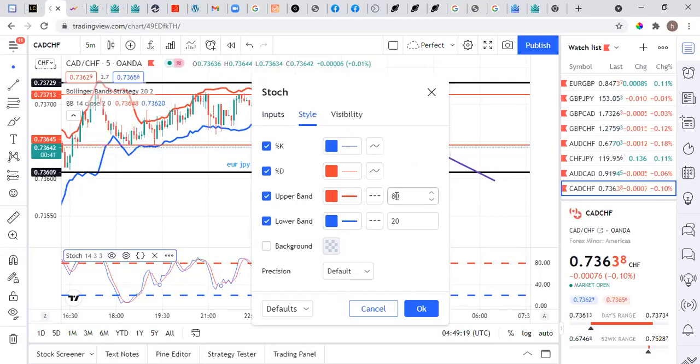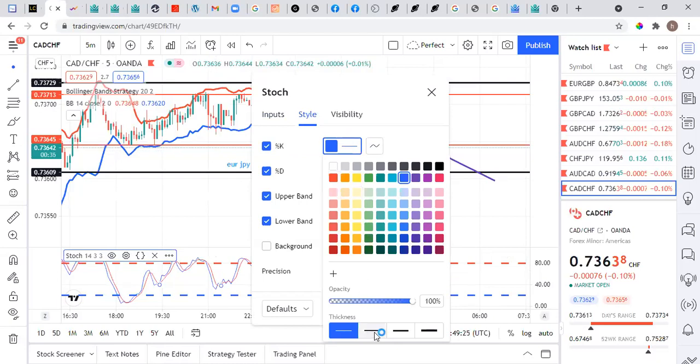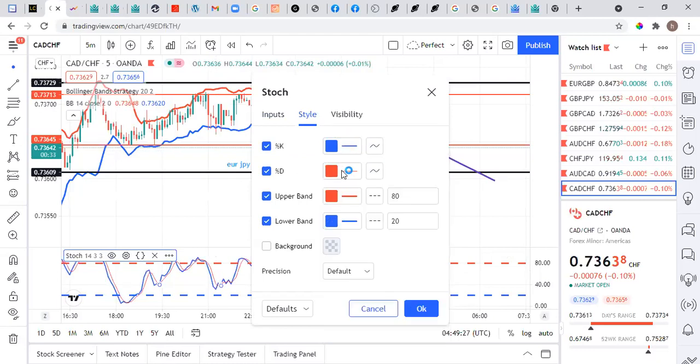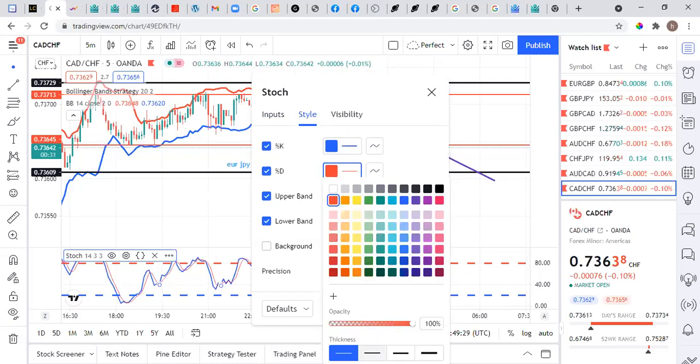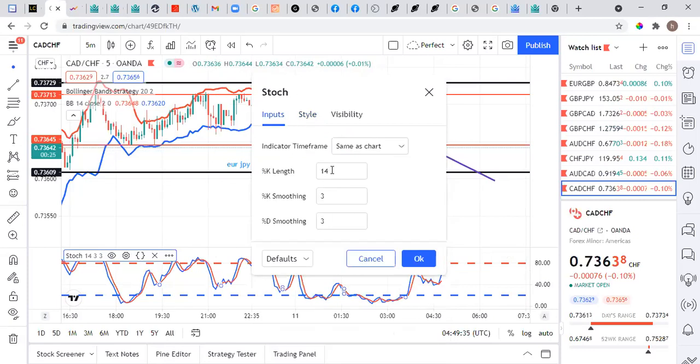I want to make this a little bit thicker too. And then the second one, thicker. Oh, great. I love this outlook. Okay, so let me just compare 14 and 5. Sometimes it can also be 6.